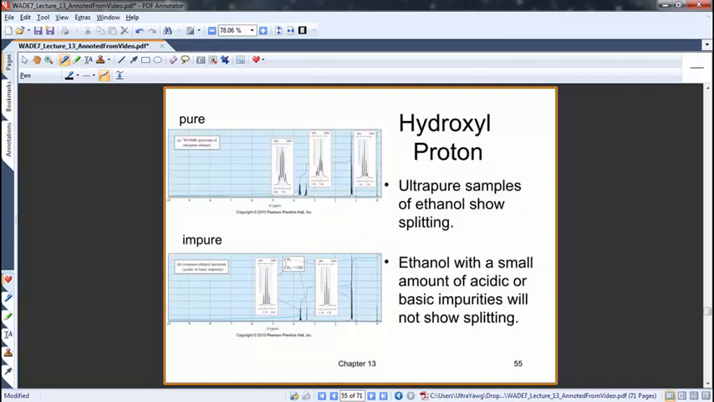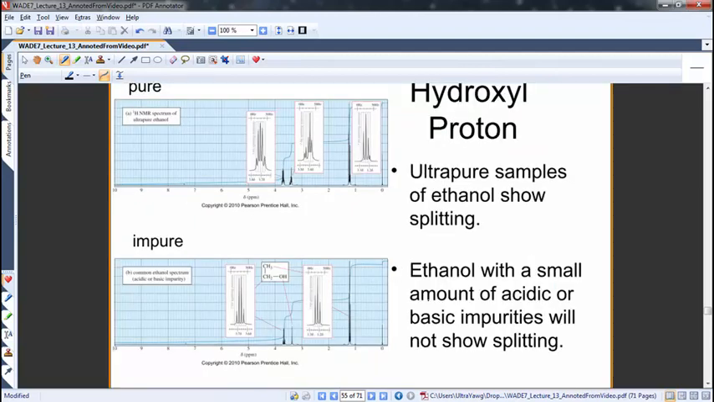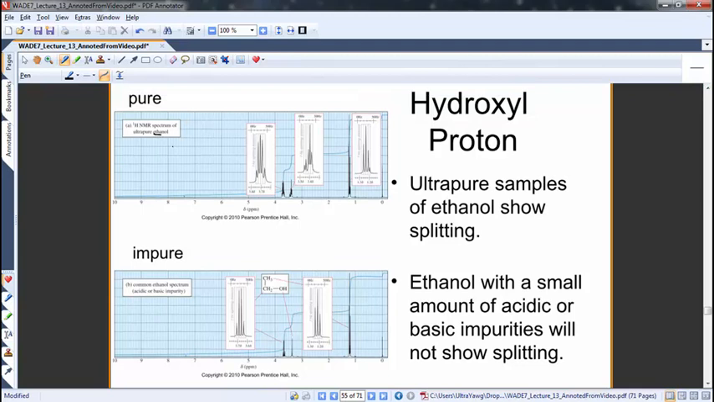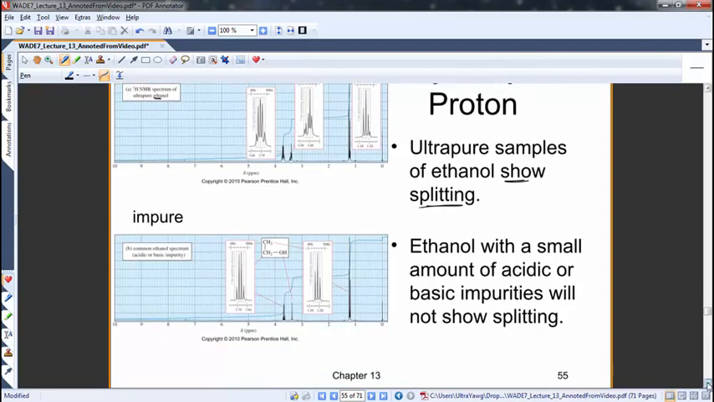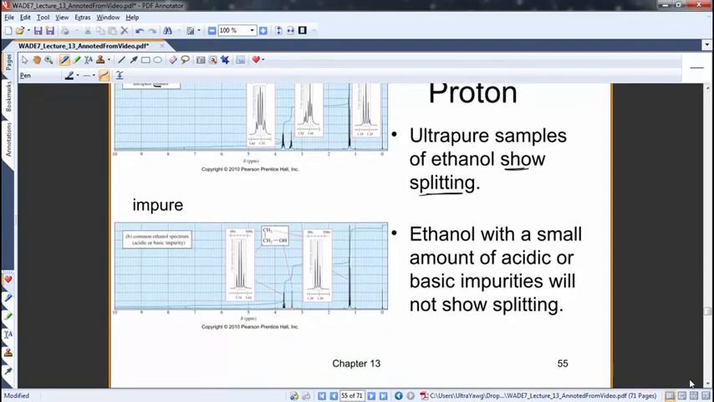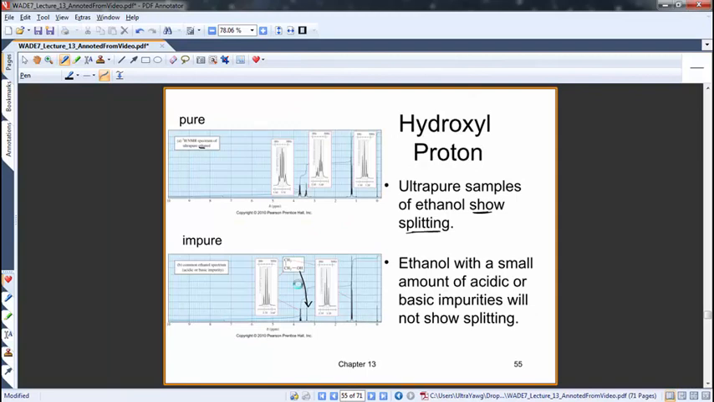If we take a sample of pure ethanol, ultra-pure ethanol, then we should see one signal for the OH peak, and I'm not going to get into why it does or does not show splitting, but if the ethanol is even remotely impure for whatever reason, then you see no splitting and it shows up as a single peak. So I'm just going to leave it at that. I don't want to go too far into that.